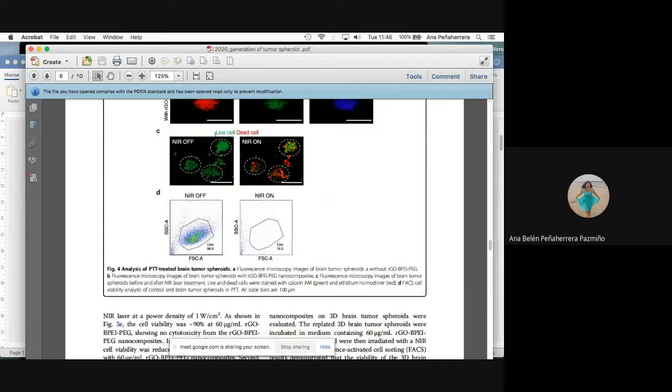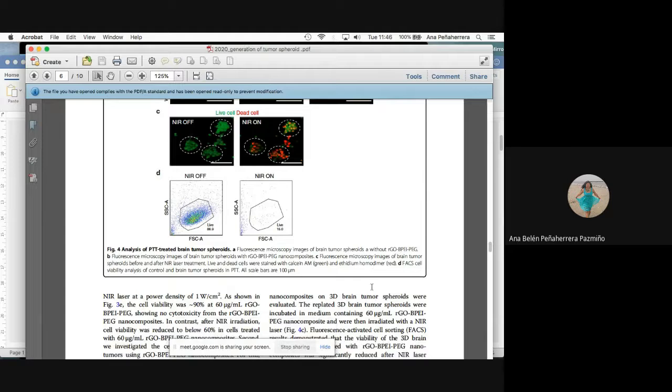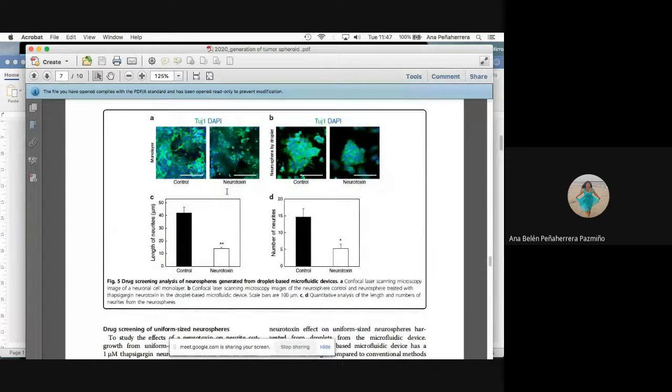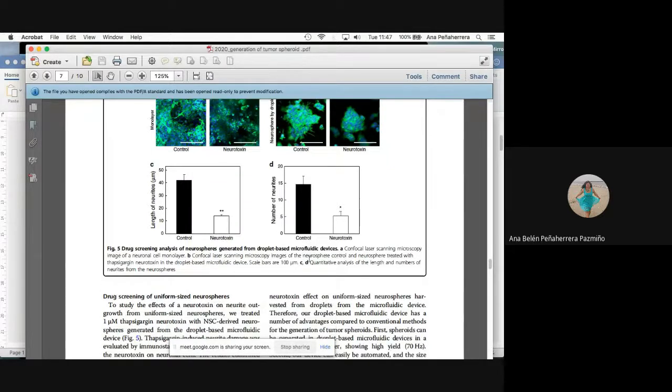So you see also the live and dead cells, the live with the calcein fluorescence, and the dead cells with the ethidium homodimer. They also perform these assays in order to classify the cells between live and dead. And finally, they measure the length of the neurites, and they apply a neurotoxin, and they saw the effects of this neurotoxin in the cells.